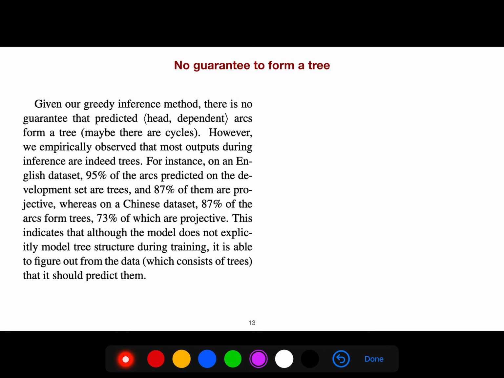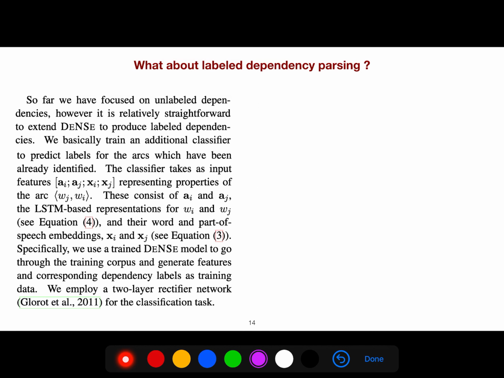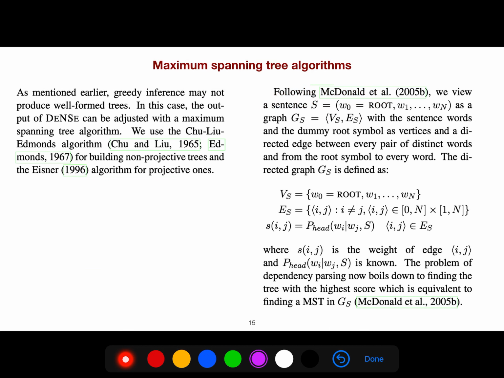So you see, English is easy because 95% of predicted arcs form trees, and 87% of them are projective. Whereas on the Chinese dataset, 87% of them are trees, and only 73% of them are projective. And what about labeled datasets? For labeled dependency parsing, we use the same kind of modeling, the probability that I explained. So it's straightforward if you are familiar with deep learning.